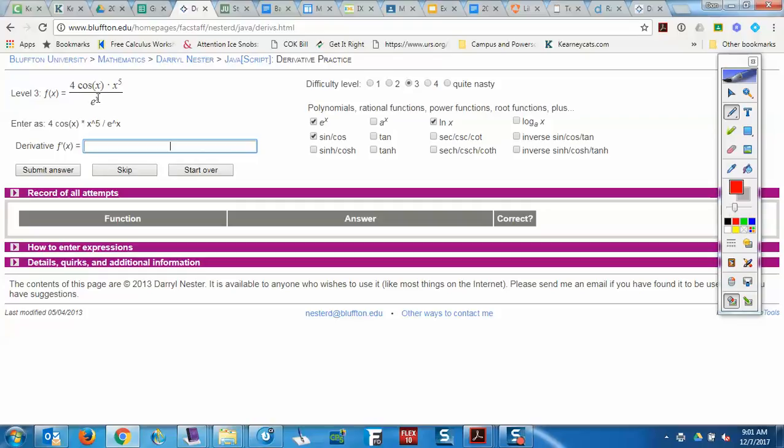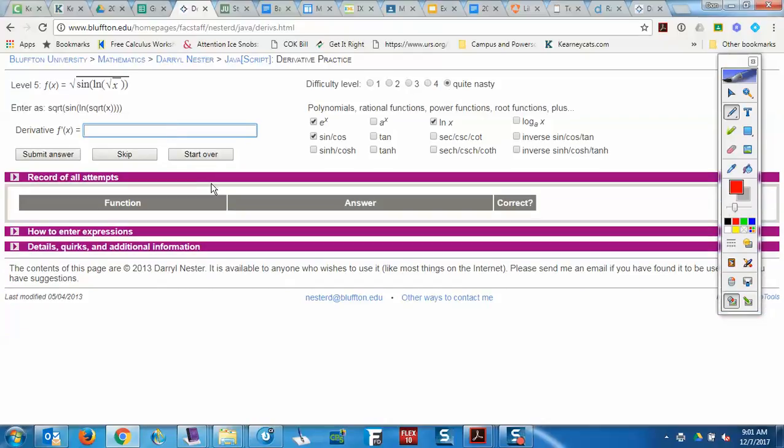So now you get something a little more difficult. It's got a product rule inside of it and a quotient rule, so that's a little more interesting. I don't think I'd mess with quite nasty. We're not going to have anything like that, right? Probably not even level 4. Level 3 is probably about as high as you go. But anyway, you can enter in your answers, see if you get them right. It just makes up a lot of different problems. So that's not a bad place to get some extra practice too.